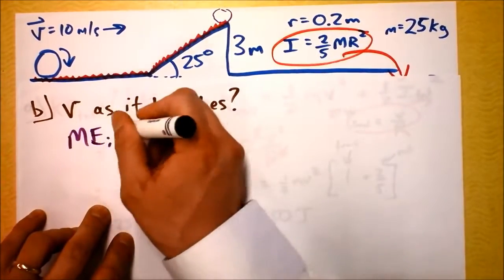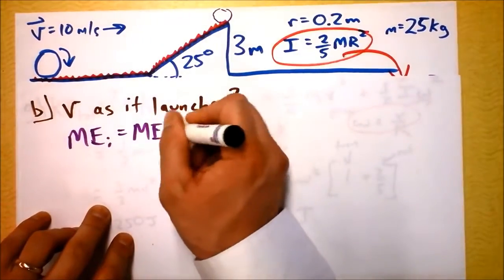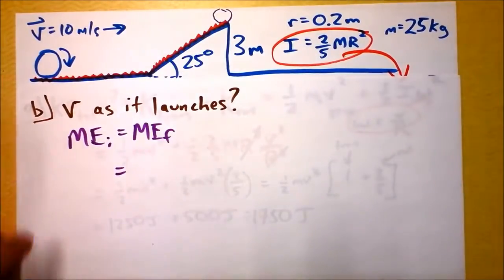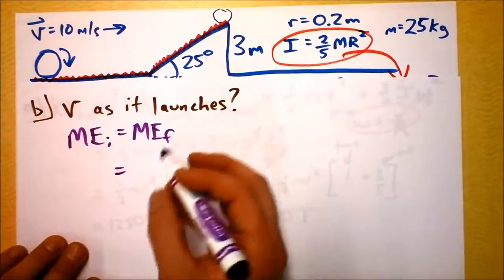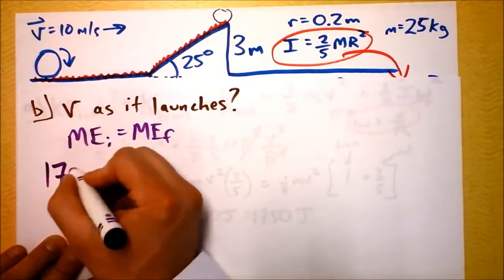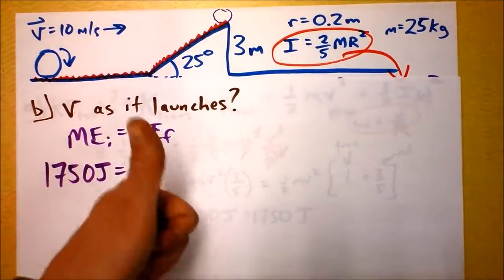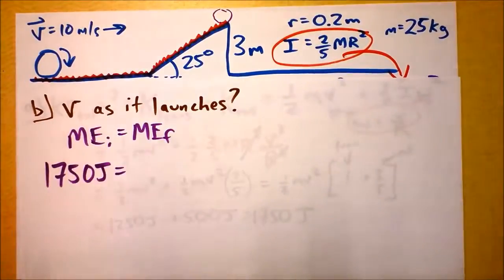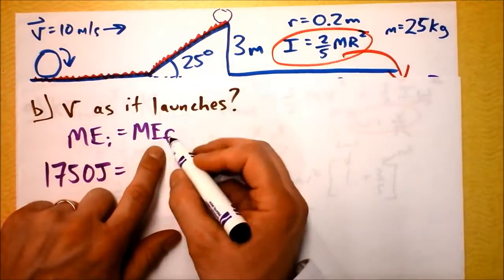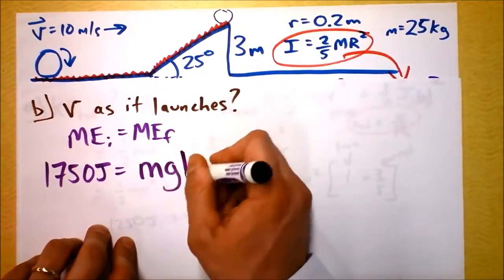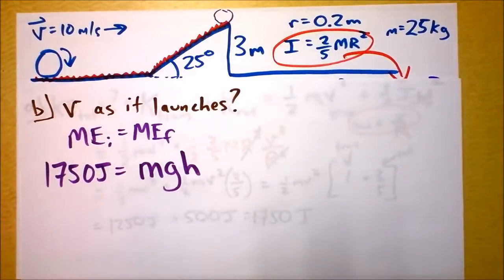So I'm thinking that initial mechanical energy is final mechanical energy. Then I could write down all the forms of energy that are present initially. Initially, we just did that, 1,750 joules. And that's kinetic rotational and kinetic translational. Now, what about the final mechanical energy? Well, it's got mgh, and the h is 3 meters up.